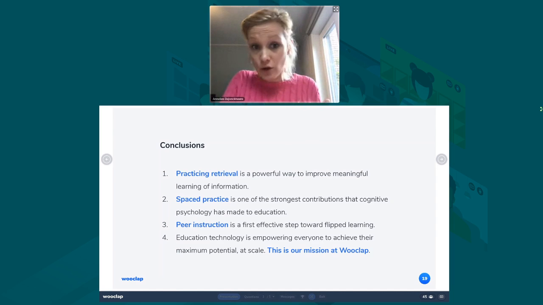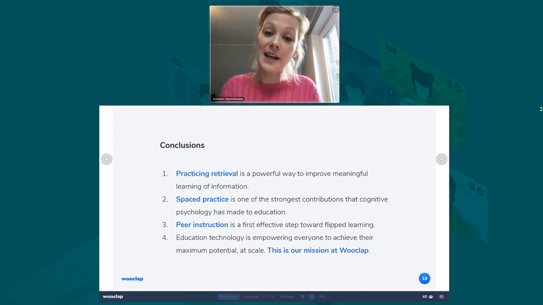Peer instruction, in turn, could be a first effective step indeed in the large world of active learning and flipped classrooms. And when talking about learning, no generation is privileged as such. And with the help of technology, of course, the discoveries of cognitive and behavioral sciences are empowering everyone to achieve their maximum potential at scale. And this, my dear audience, is our mission at Wooclap.